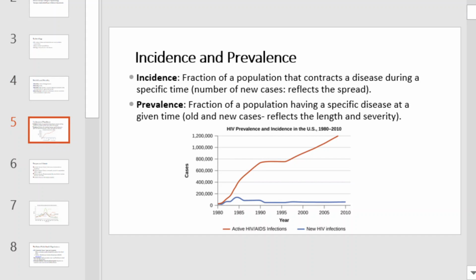Incidence and prevalence. The incidence of disease is the fraction of a population that contracts a disease during a specific time period. Put another way, it is a measure of new cases and reflects the spread. Prevalence is the fraction of a population having a specific disease at a given time. It takes into consideration old and new cases and reflects length and severity of disease.